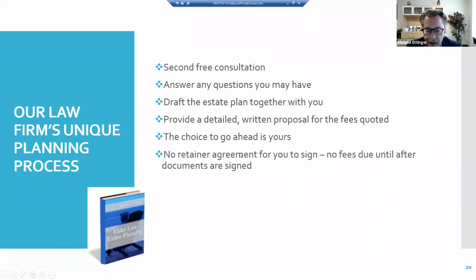Ettinger Law Firm, I believe, is the only estate planning firm in the United States that does not require a retainer. We examined the retainer system years ago. I was trained the same way as other lawyers. The retainer agreement works like this: you want to go ahead, the lawyer says sign the agreement and give us a check, usually for half, which is called a retainer. So now you're bound by contract and you've paid half.